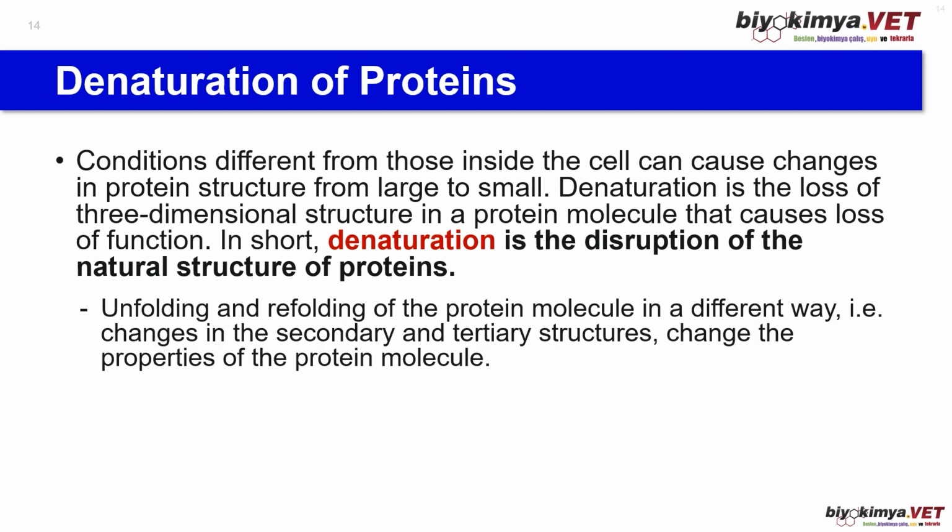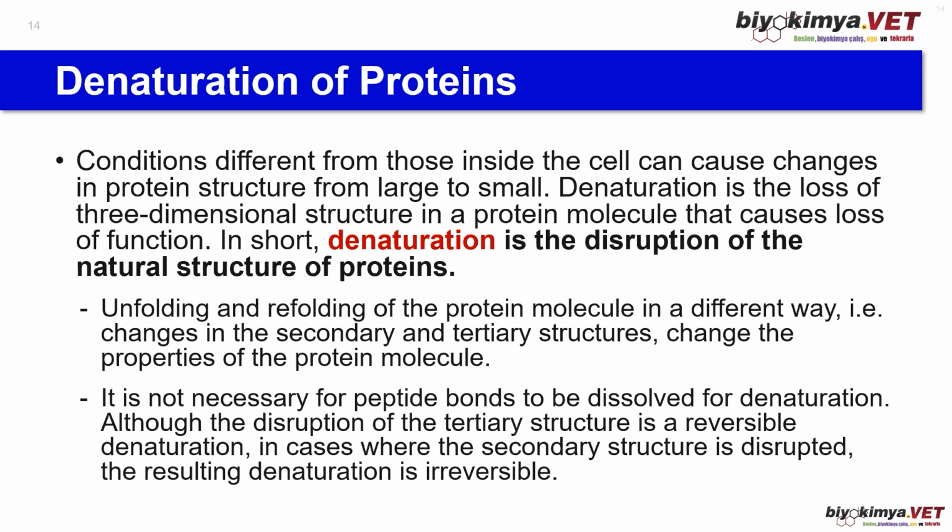Unfolding and refolding of the protein molecule in a different way, for example, changes in the secondary and tertiary structures, change the properties of the protein molecule. It's not necessary for peptide bonds to dissolve for denaturation, although the disruption of the tertiary structure is a reversible denaturation. In cases where the secondary structure is disrupted, the resulting denaturation is irreversible.